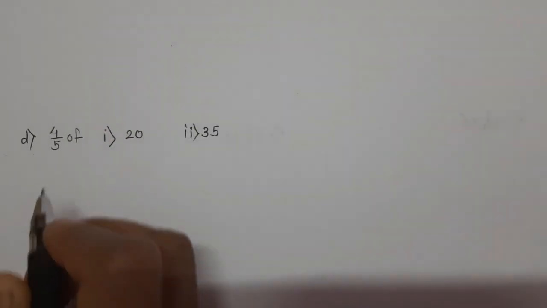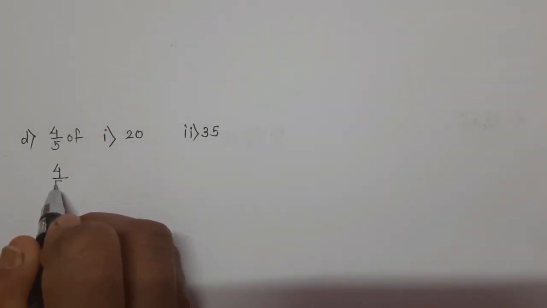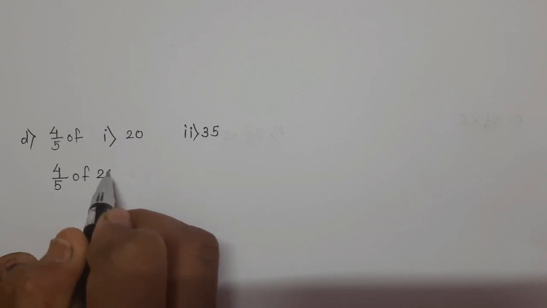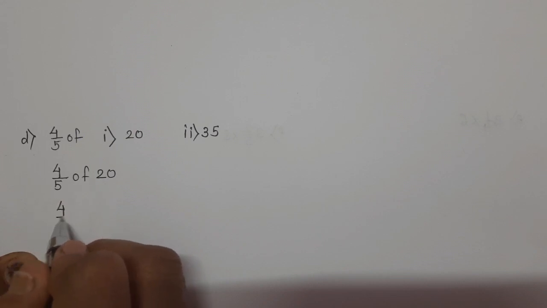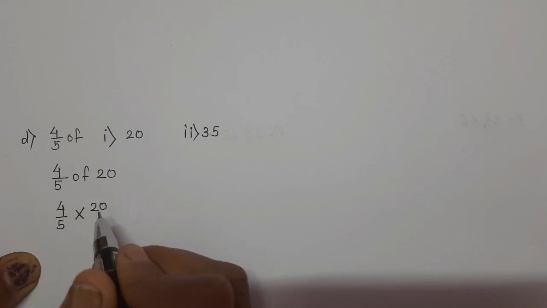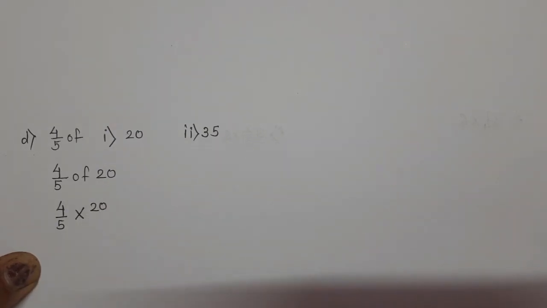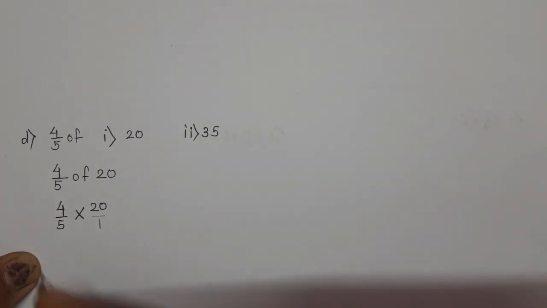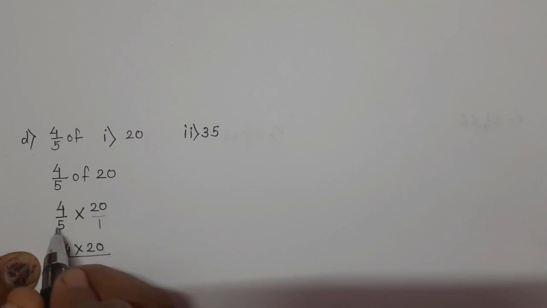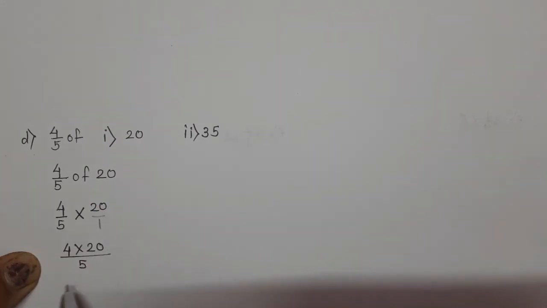Let's find first 4 upon 5 of 20. What is the meaning of of? Of means multiplied. Okay, so 4 upon 5 in the place of of write multiplied by 20. Okay, so see here, I will show you. For 20 there is no denominator means 1. Okay, so what we can do, numerator and numerator we can multiply, so 4 into 20 and denominator means 5 into 1, 5.